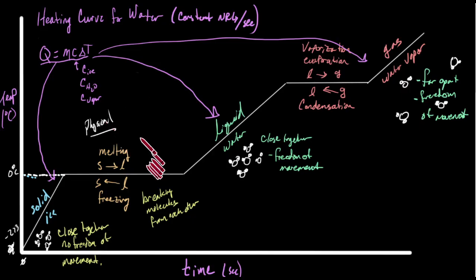Okay, and that leads us to our next equation. Q equals mass times delta H, and in this particular case over here, it's of F for fusion.